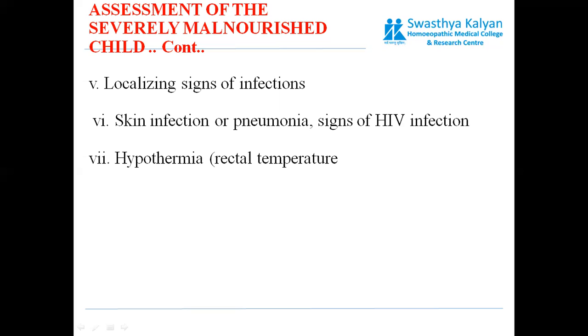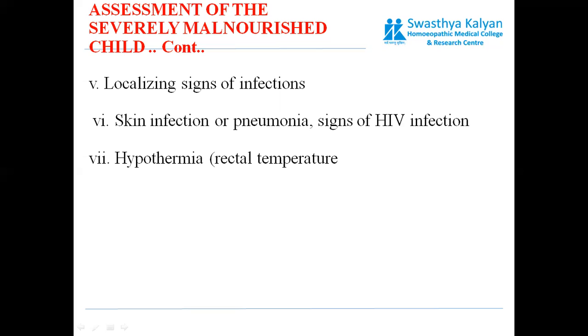That is, signs of dehydration, signs of shock, palmar pallor, signs of vitamin A deficiency, skin infections, HIV infection, fever, hypothermia, skin changes of kwashiorkor, and localizing signs of infections. So this is the assessment of the severely malnourished child. The physical features of malnutrition that we discussed in marasmus, kwashiorkor and mild malnutrition, we should also look for those features.